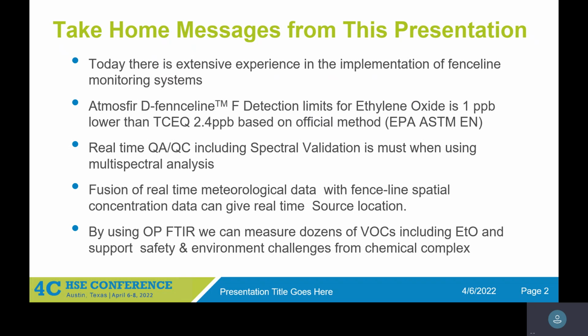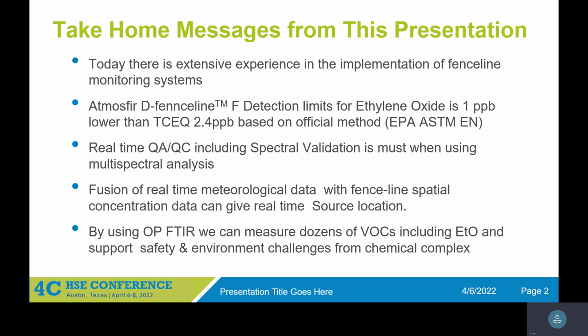Our technology, using a good FTIR with our algorithm and software, can give you a detection limit of 1 ppb, and that is lower than the TCEQ 2.4 ppb threshold. What's unique about this is that it's based on an official US EPA method. And if you don't like the US EPA method, there is also an ASTM method that allows you to do the same, and a European method. And you can do it under accreditation. So we heard a lot of technologies. Some of them are good, some of them are better, but they are not official. This is an official, validated technology.